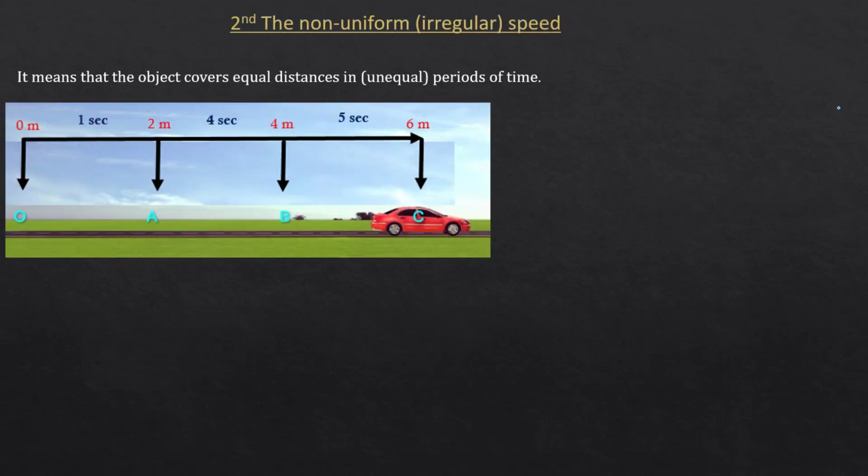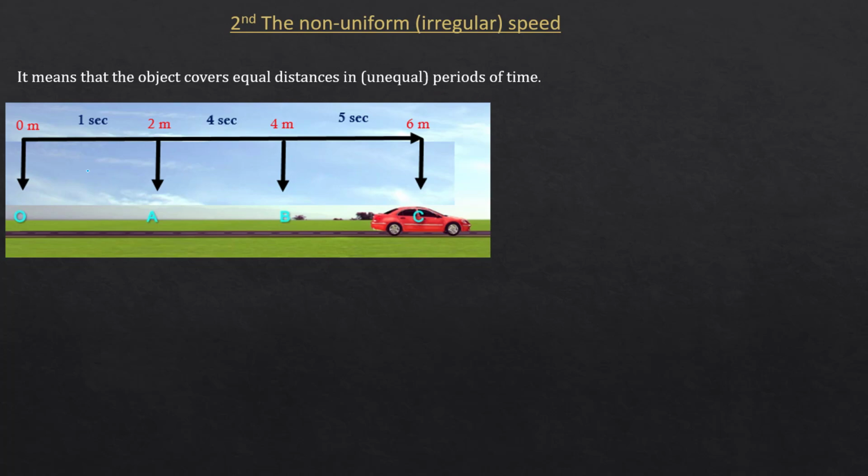We have the first definition of irregular speed. We can say the object moves with irregular speed or non-uniform speed when the object covers equal distance in unequal periods of time. That means in this example here we have this car, and we have 4 points O, A, B and C. So we can say the car moves with irregular speed when this car covers equal distance in unequal periods of time.